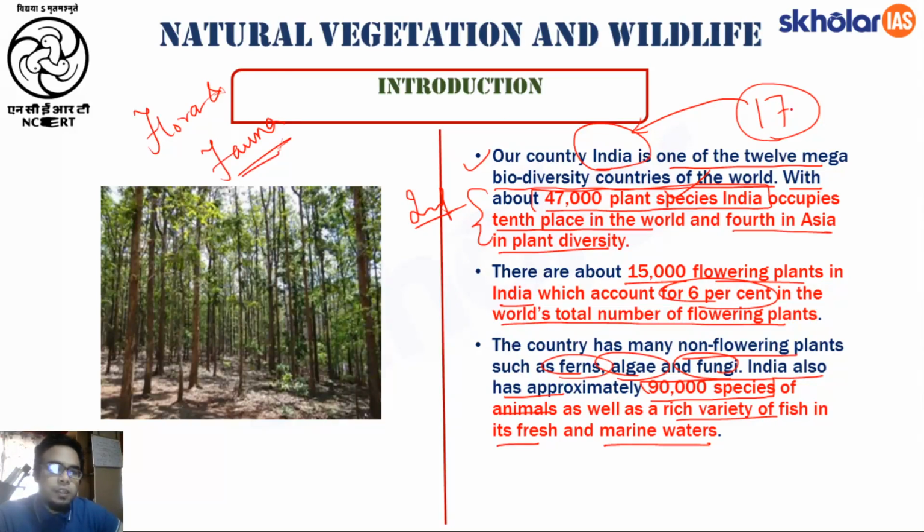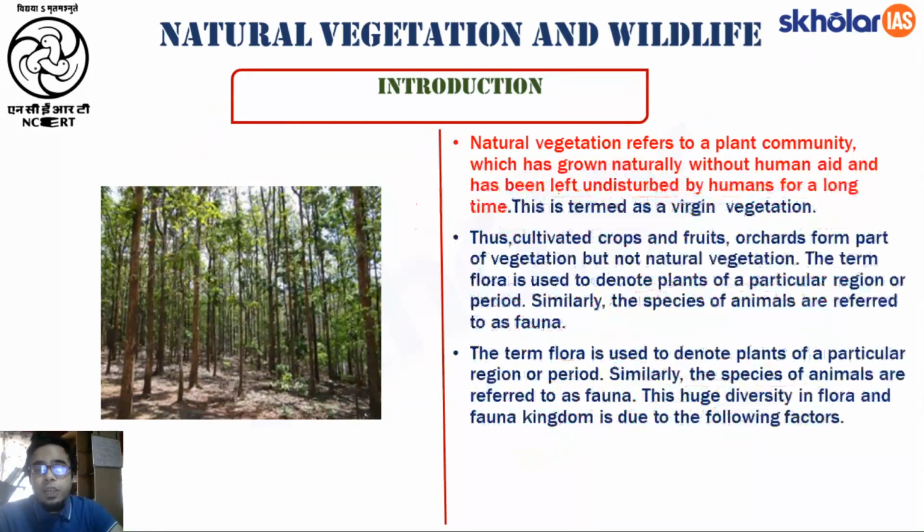Fine. Now this topic about the 12 mega biodiversities, which has increased to 17 mega biodiversities, is very important, but we will deal with it more extensively when we go to the environment and ecology subject, right? Now let us understand what natural vegetation is.